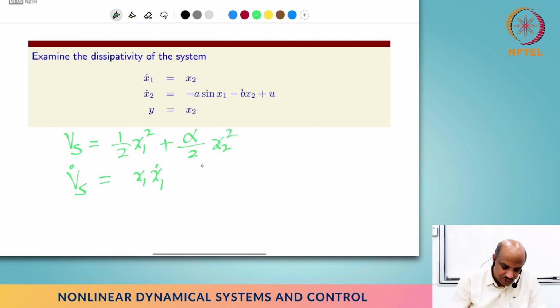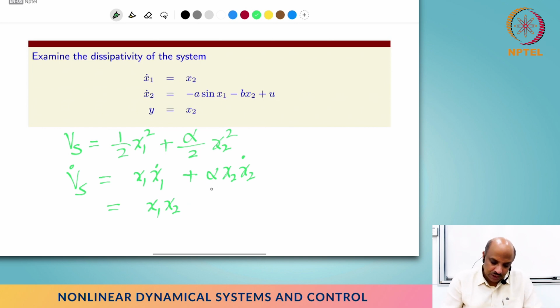I can rearrange these terms in such a way that x2 times x1 minus alpha a sine x1, and minus alpha ab x2 square plus alpha uy, right? So alpha is up for grabs still. So now can we say something about this part?